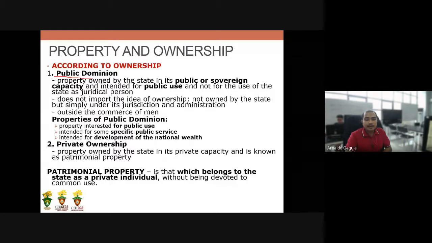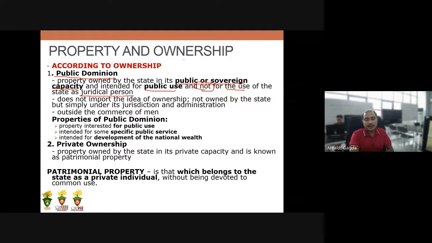First is public dominion. Public dominion is the property owned by the state in its public and sovereign capacity and is intended for public use and not for the use of the juridical person. Does that import the idea of ownership not owned by the state but simply under its jurisdiction and administration? So it is outside the commerce of man. For example, roads, parks, monuments, like where you see the monument of Rizal. So that's public dominion. Though it is not owned by the state, the state has its jurisdiction to maintain the property.